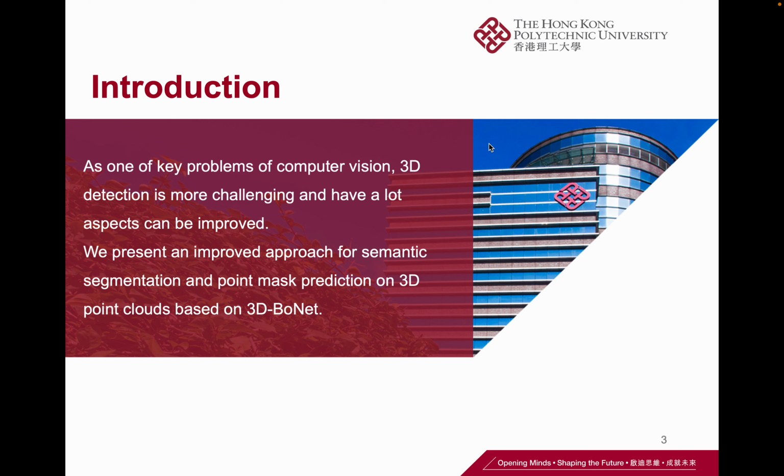Instead of directly using MLP alone, we introduce an improved self-attention mechanism to extract global features. The improved transformer-based model directly predicts the semantic label for each point in the point cloud, while also generating a point-level mask for each instance. Our extensive experiments show that our new model outperforms the original 3D BoNet.